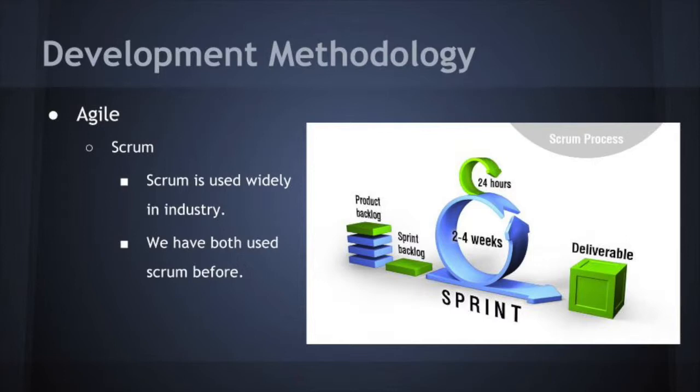So for our development methodology, Agile is obviously the way to go in today's world. It's just a much more efficient way of doing things, and for us, we chose to use Scrum. Really, the main reason is because we've both used Scrum before, we're comfortable with it, and it's widely used in the industry. And so we want to be well prepared to go out into the industry and start developing software. And if most people are using Scrum, we figured we might as well start with that now.